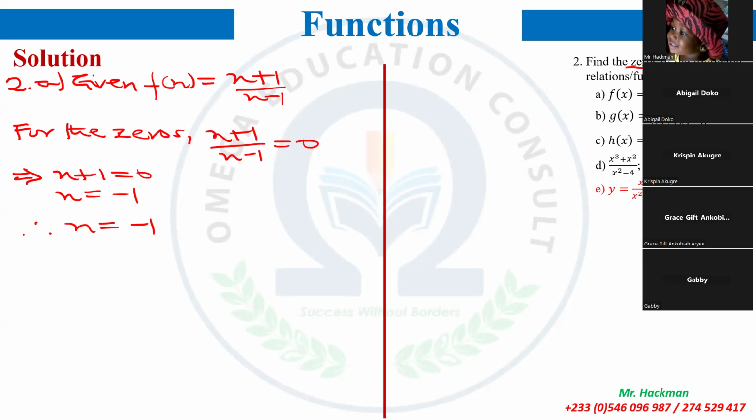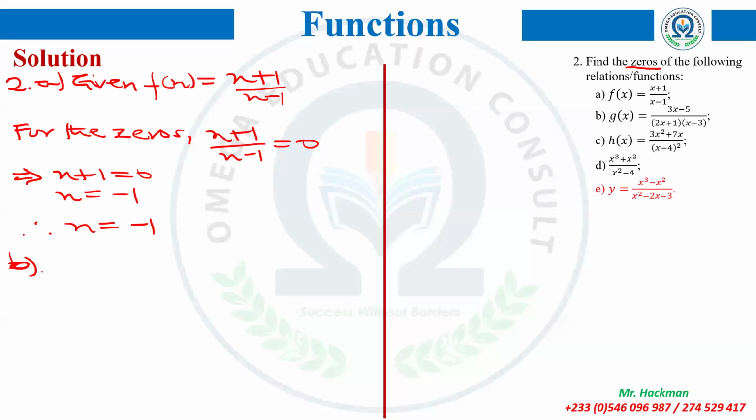Is my point well made? Yes, please. Because you get 0 over -2, and 0 over -2 is 0. So indeed, x is equal to -1 is one of the zeros, or in fact, is the zero. So now we move on to B, if you are all fine. Oh, sorry. Okay. So B.